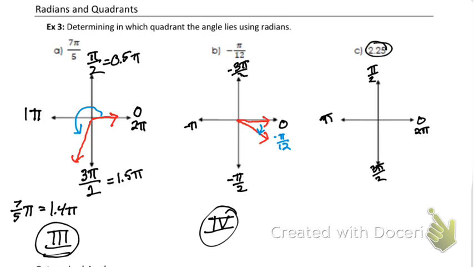Since this doesn't have pi in it, I'm going to approximate all of these by plugging in my calculator. So I'm going to type in pi over 2 in my calculator, and that's going to come out to about 1.57. Pi itself is about 3.14. That's as far as I need to go. 2.25 is somewhere between 1.57 and 3.14. So we're talking about something that looks like this. And we are in quadrant 2.